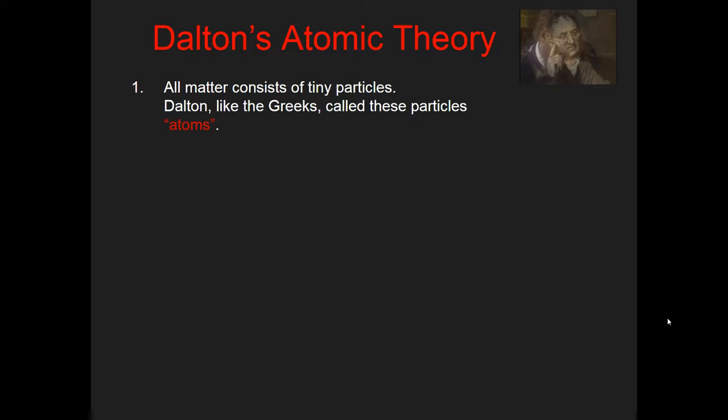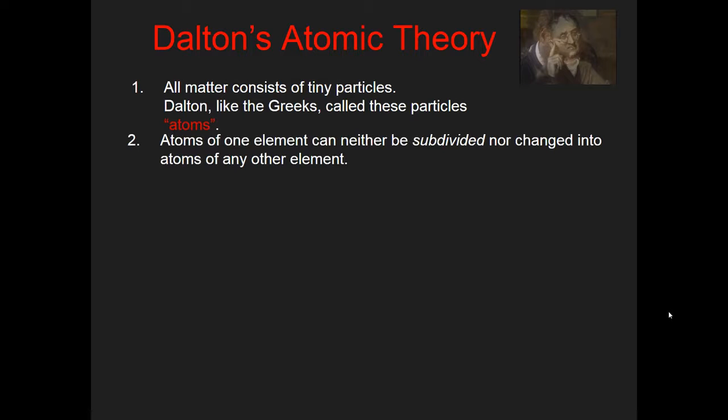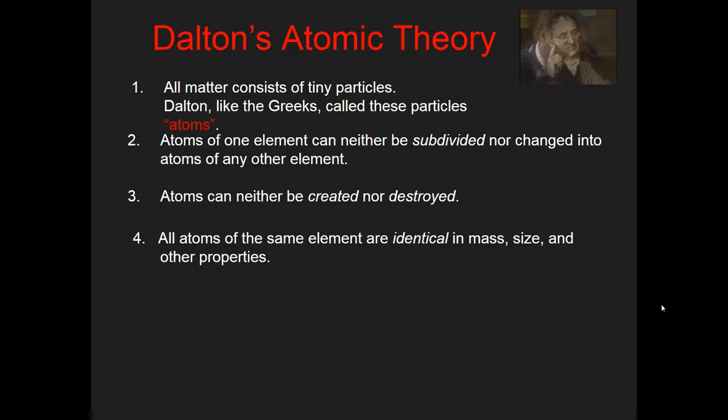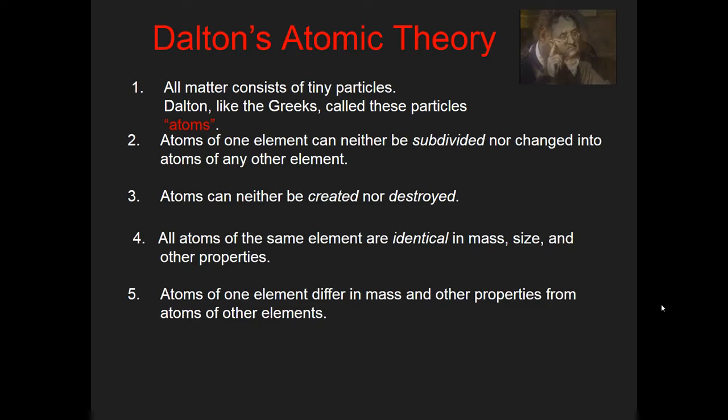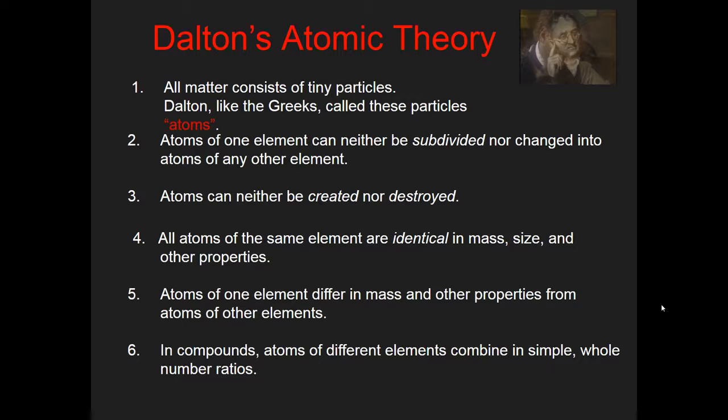So, again, statement number 1: all material, Dalton said, like the ancient Greeks, all material is made up of atoms, these small tiny particles. They cannot be subdivided or changed, there's no smaller portion other than the atom. Nothing's smaller than an atom. They can't be created or destroyed. That's based on the law of conservation of mass. All atoms are identical in mass, size, and other properties. All atoms of one element are different in masses and properties from other elements. And in chemical reactions, elements combine in simple whole number ratios. They have to be whole number ratios.